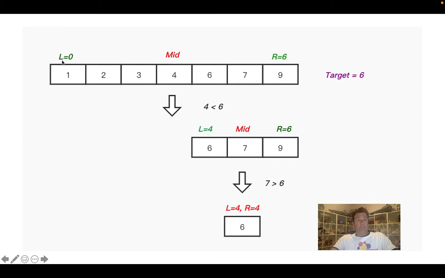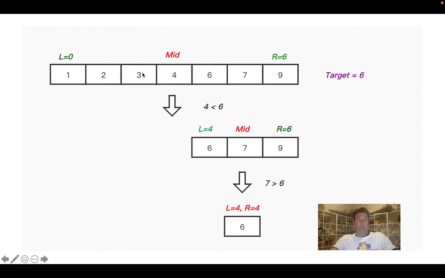Alright. So L is index 0. To do a binary search, you assign a left value and a right value. And using the left and right, you determine the middle value. So L equals 0 for index 0 and R equals 6 for index 6. And the mid is going to be 6 plus 0 divided by 2, so it's going to be 3.